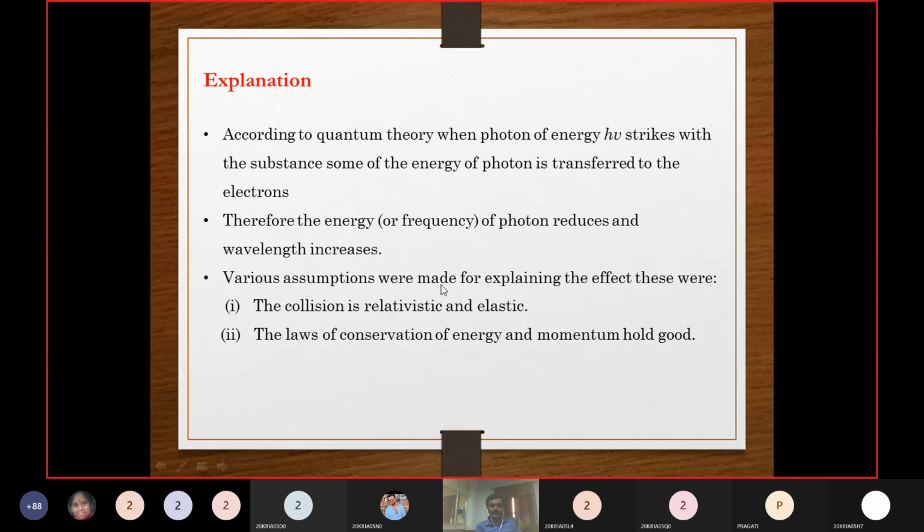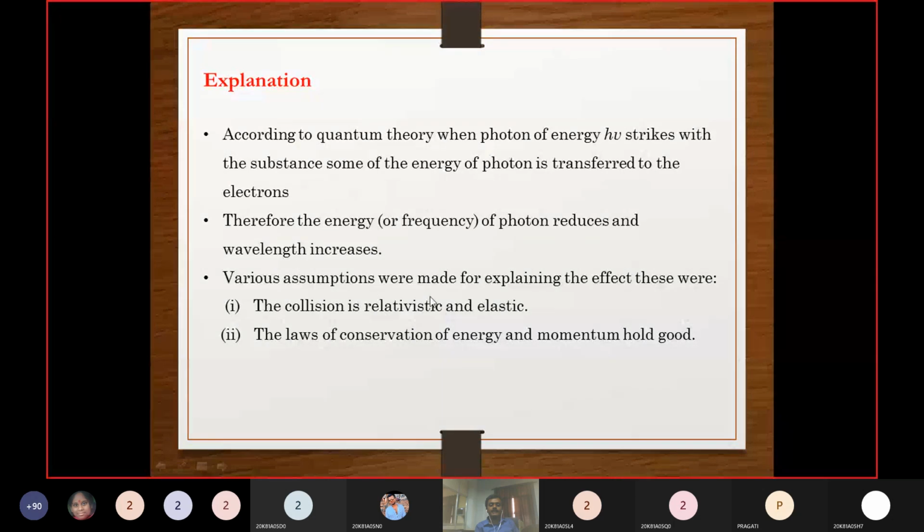So we have to make some assumptions for explaining the Compton effect. So what are those assumptions? The collision is relativistic and elastic. What is the meaning of relativistic? It means that according to one observation a point may be correct, but according to another view it may be wrong. So the collision is relativistic here.